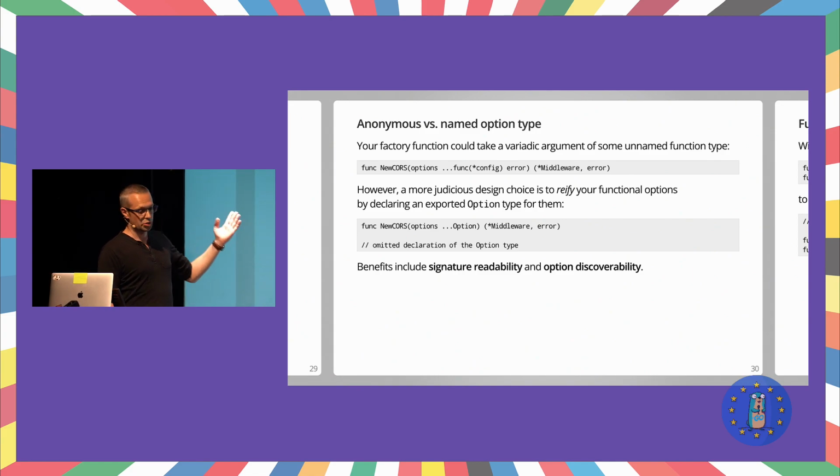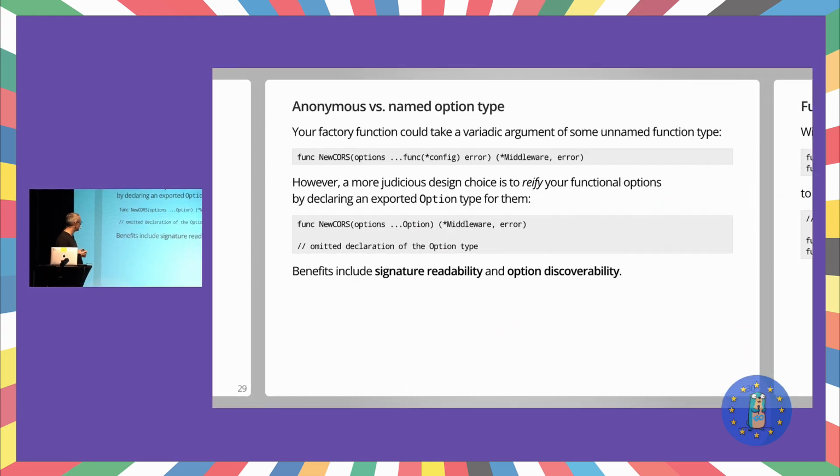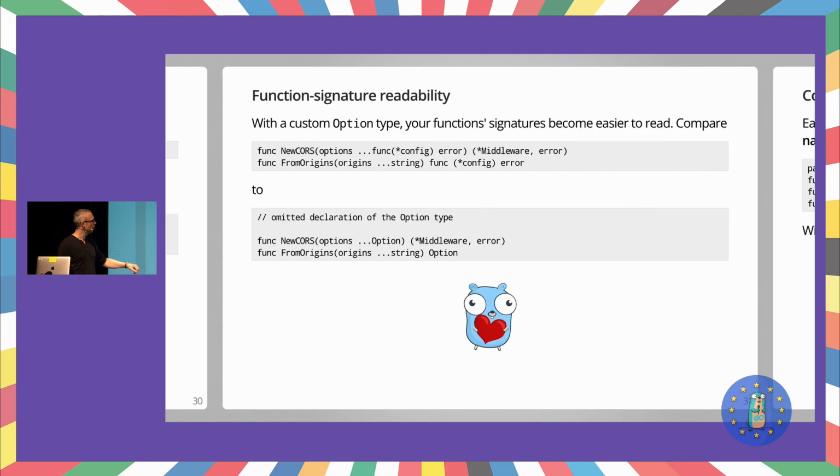So your factory function could definitely rely on some unnamed function type, as you see in the first snippet. But I think a better option is actually to declare a custom option type. I'll give you a few seconds. Compare the top and the bottom snippet, and tell me which one is more readable. I think most people would agree that it's the bottom one. And there are benefits to using an option type. Function signature readability, that's what I just showed.